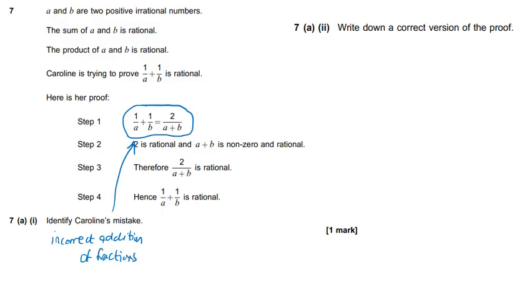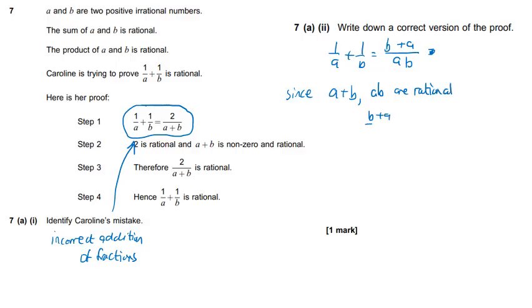Okay, write down a correct version. So the correct version should be, if we add those together, we put them over a common denominator of AB, and then we're going to get B plus A. And we're told in the question that since A plus B and AB are rational, then one over the other is also rational. Okay, and then that's the proof that's expected.